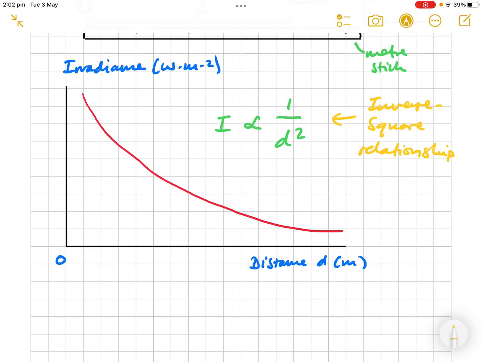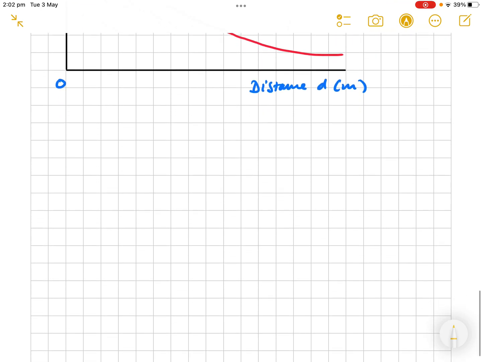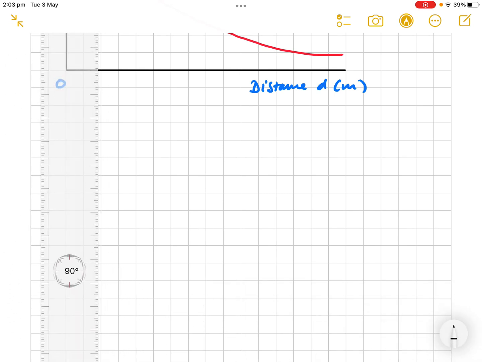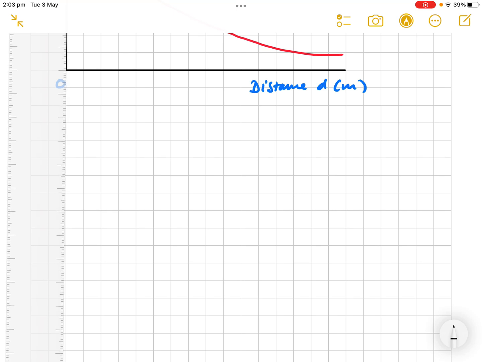Basically, as the distance increases, the irradiance decreases quite rapidly. Inverse square relationships, where one quantity is directly proportional to 1 over the other quantity squared, are quite common in nature. Now, it's a curved line, it's awkward to work with, so we prefer in physics, as I'm sure you know, to get nice linear relationships, because they're just mathematically easier to handle, more convenient.